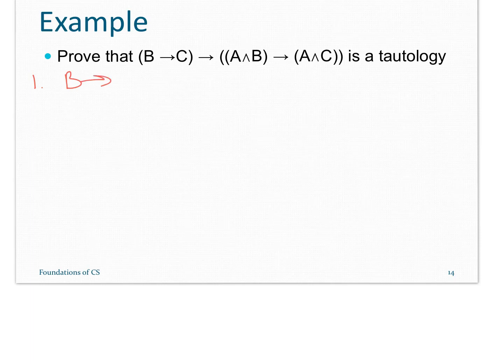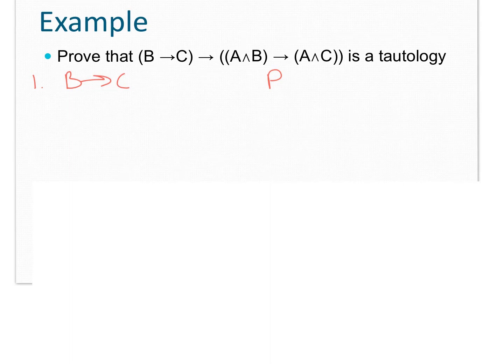Okay, so what are we going to assume as my premise? I've got the left-hand side here. B implies C is my premise. And now the question is, where do I go from here? Where am I trying to get to? I'm trying to get to this A and B implies A and C. How do I get there? Is there any proof rule I could use that would get me there? No, I can't think of any.